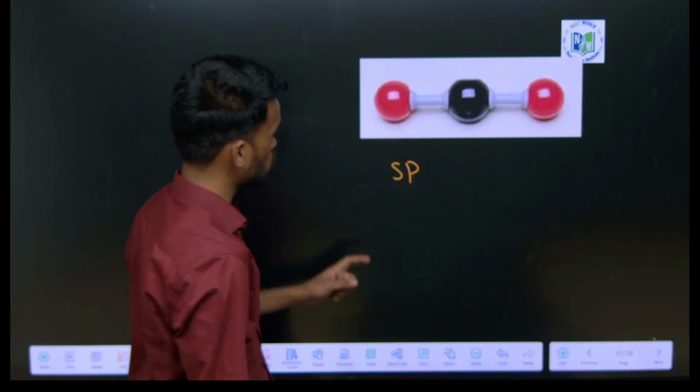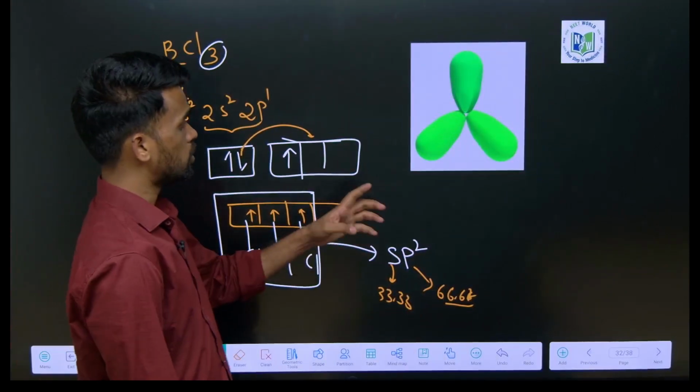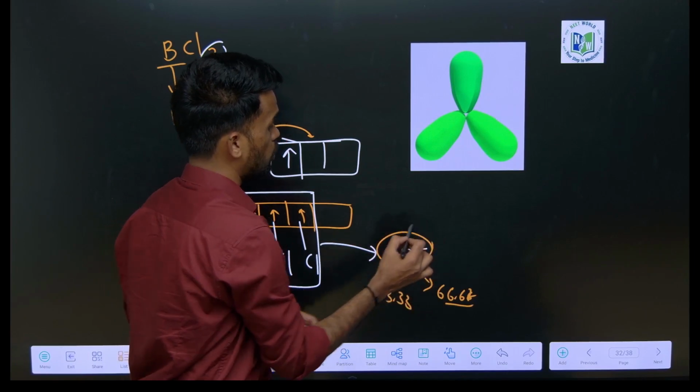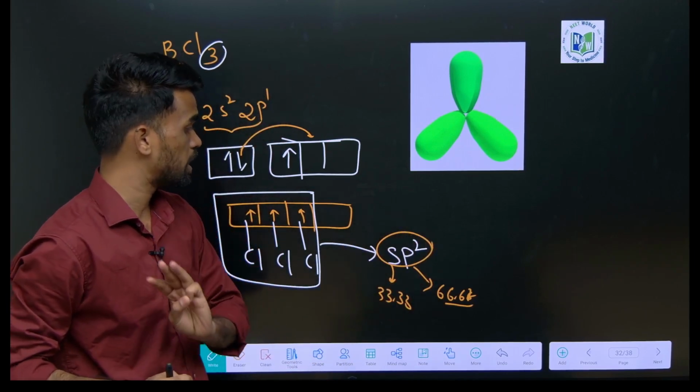Similarly, when it comes to sp2, they may ask what is the percentage of s and what is the percentage of p. So s will have 33.33% and p will be 66.66%, or you can say 67%. Okay, now these sp2, how many hybrid orbitals are there? There are 3 hybrid orbitals.